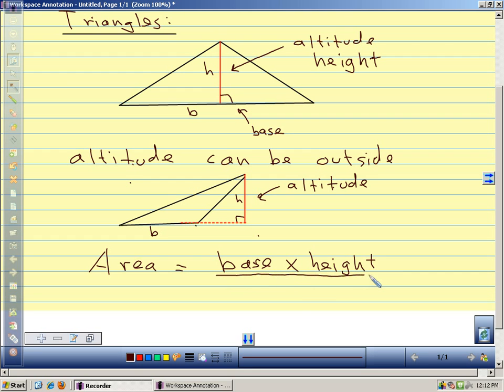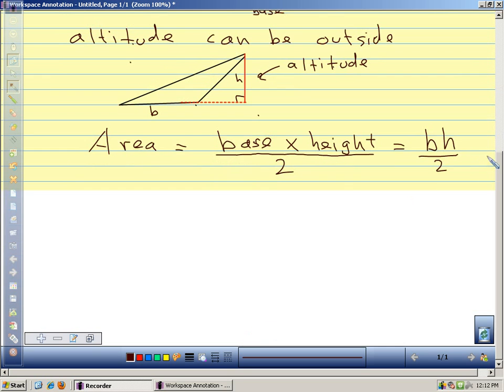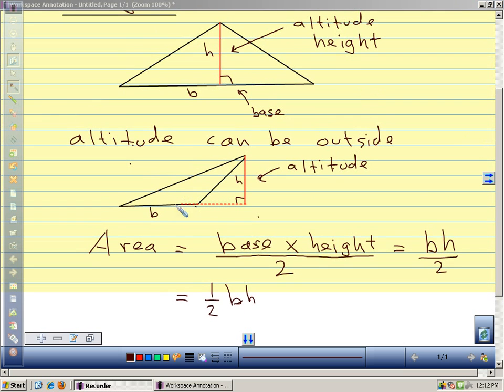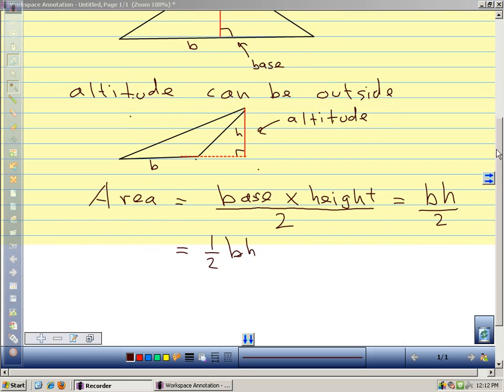So I'll write it out in words first. Base times height divided by 2. We could also write that as b times h divided by 2. And that's the same thing. Just want to make sure we all understand this. This is the same as writing 1/2 b times h. 1/2 is the same thing as dividing by 2. So we can write any of these ways. And for these triangles, we have our base and our height labeled, so we understand what we're talking about.